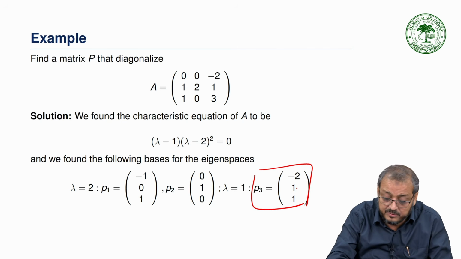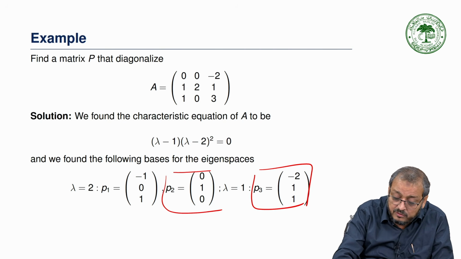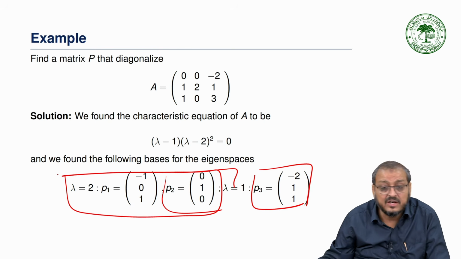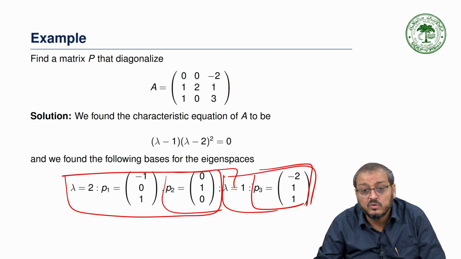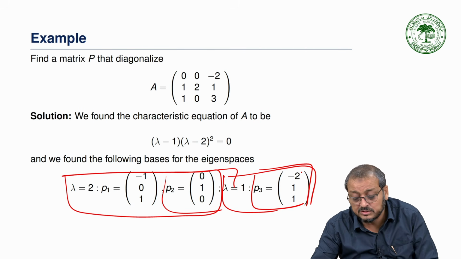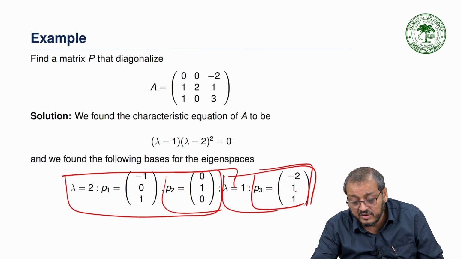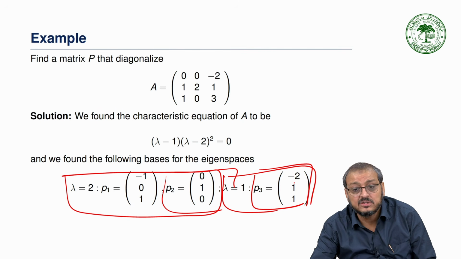Then p2 we write into this form. For lambda is equal to 2, we can get these two vectors, and for lambda is equal to 1, we get y is equal to minus 2x and so on. So this means we can write into this form. So z is equal to 1, then y is equal to 1, then we just say that x is equal to minus 2z.